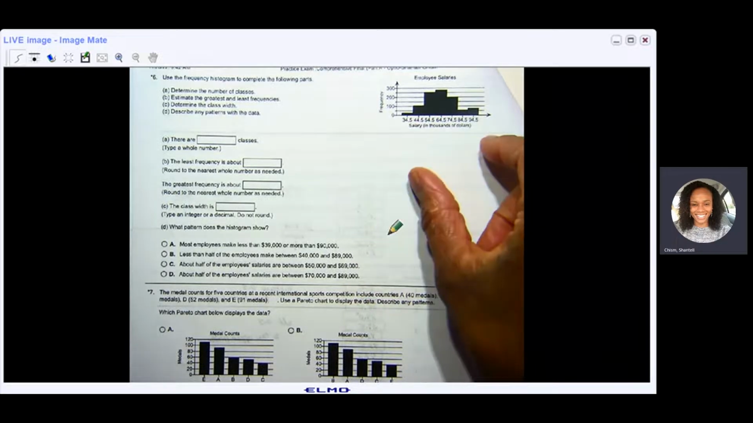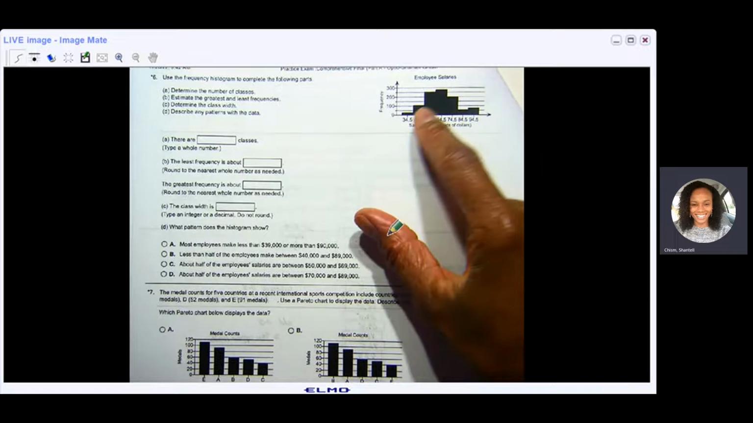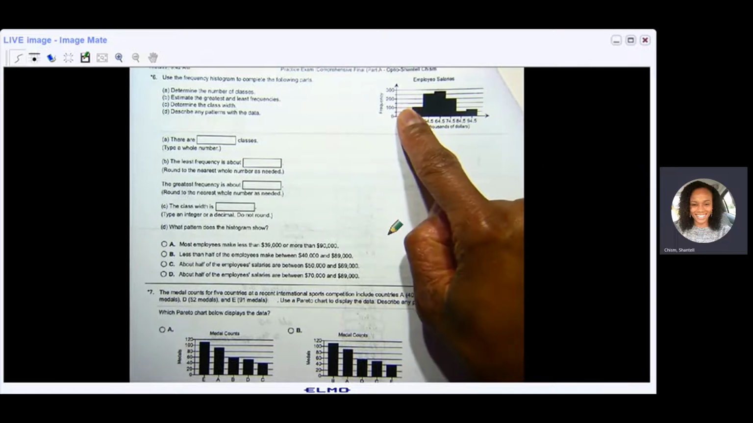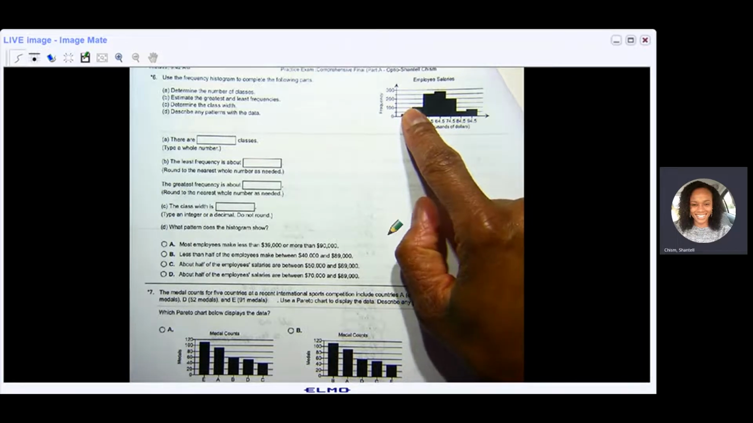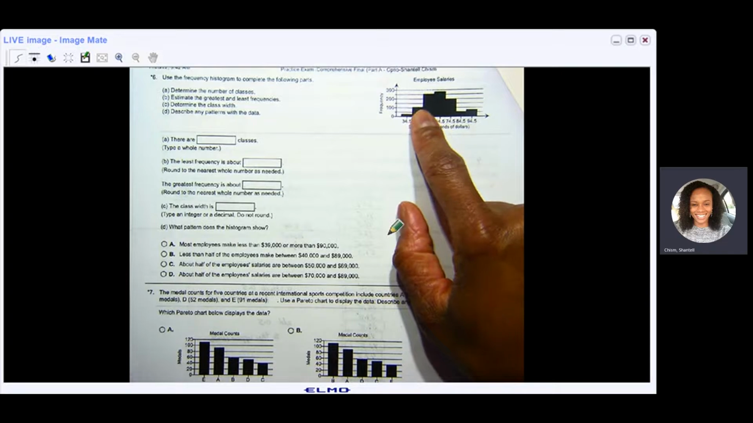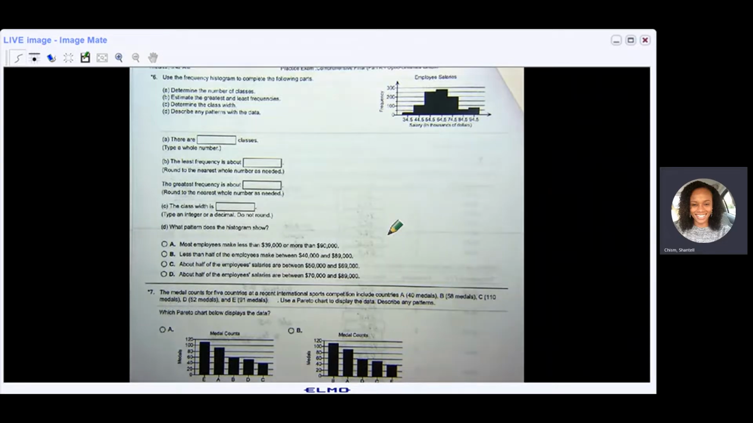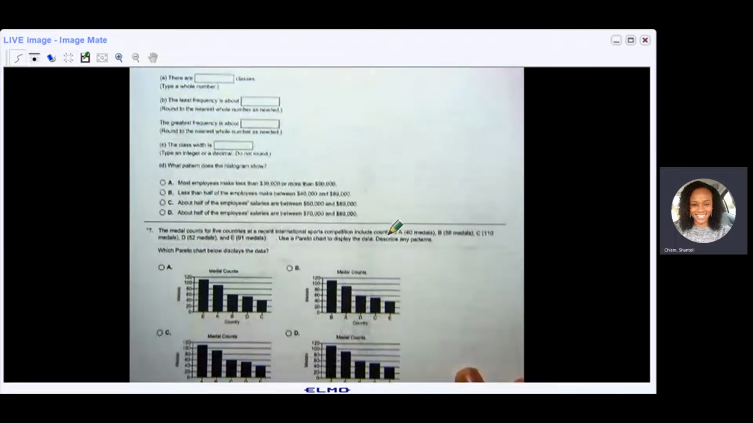So when you do this problem, use the pop-out window to make this bigger so that you can actually see more exactly what these answers will be from the picture. My picture isn't as clear, okay? So use the pop-out window when you're working through this.